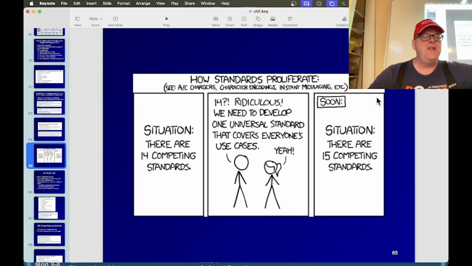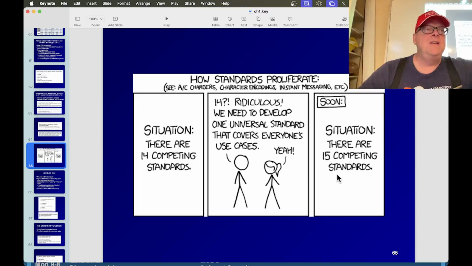This is the XKCD that explains it. There are 14 competing standards. And then people say this is ridiculous, we should develop one universal standard that covers all the use cases. So now there are 15 competing standards. This is what happens with image formats, movie formats, compliance frameworks. Somehow it's the natural state of things.